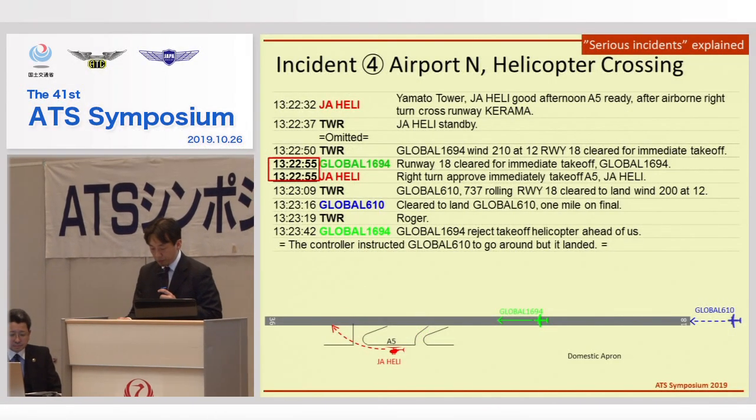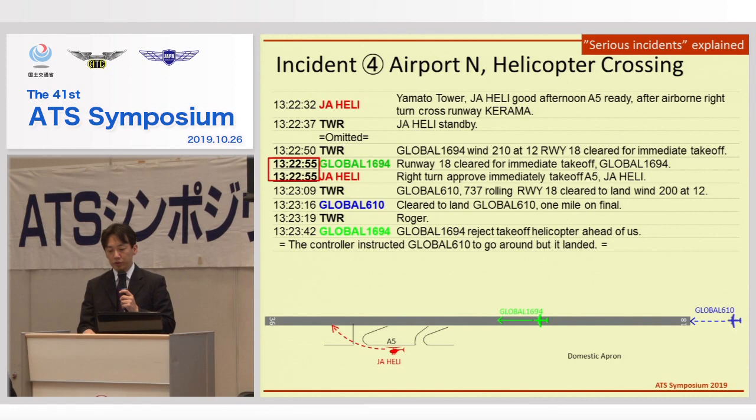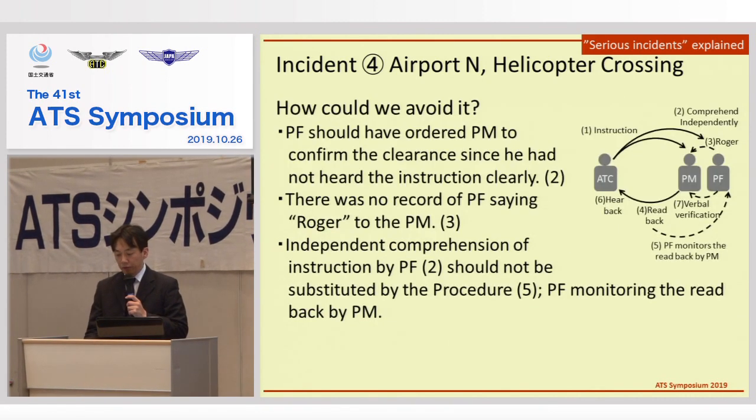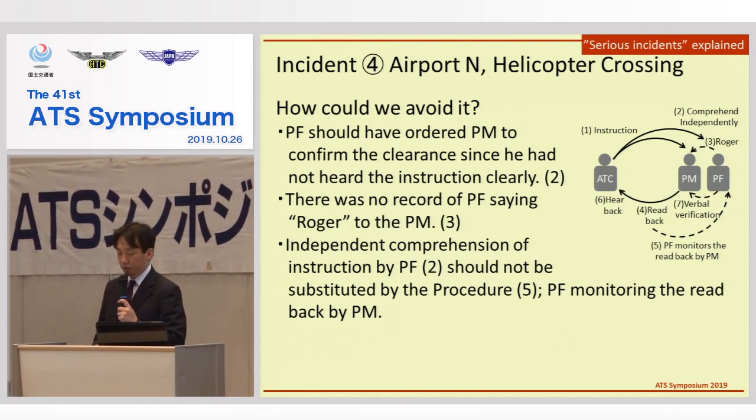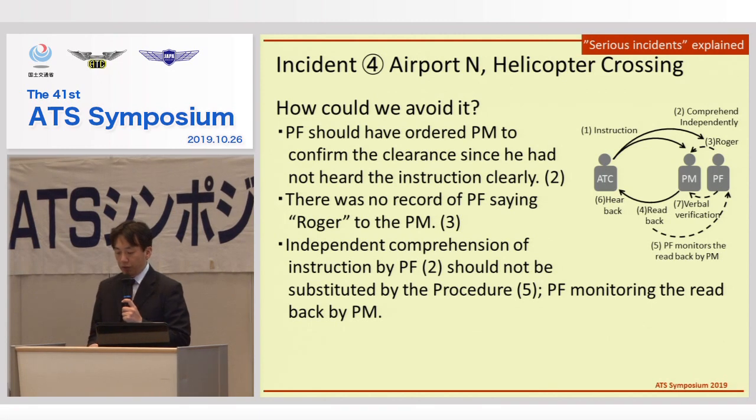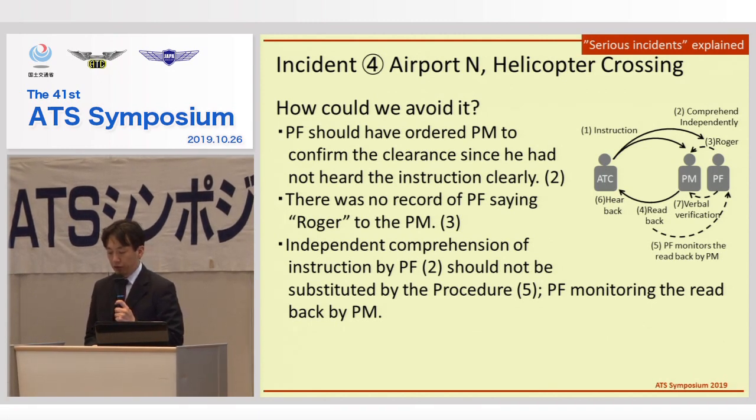So what is the point? According to the Japan Transport Safety Board, the pilot flying of this helicopter was not really sure that the takeoff clearance was aimed at him. So he should have ordered the pilot monitoring to confirm the clearance with the controller. The pilot flying did not say "Roger" to the pilot monitoring, which is step 3, nor did he confirm the clearance. Instead, he assumed that the pilot monitoring was right. This is very common human behavior, since the clearance was immediate takeoff and they were thought to be under extreme time pressure.